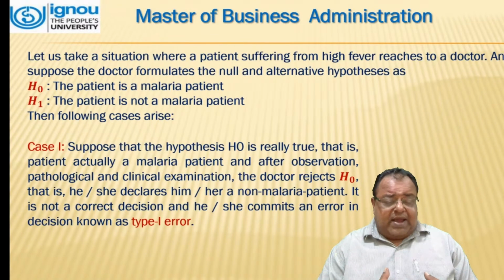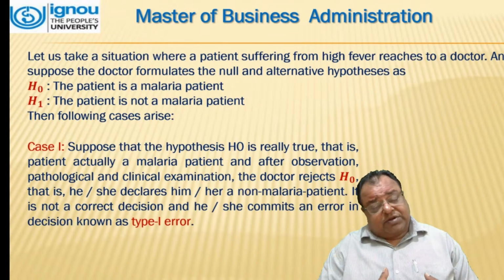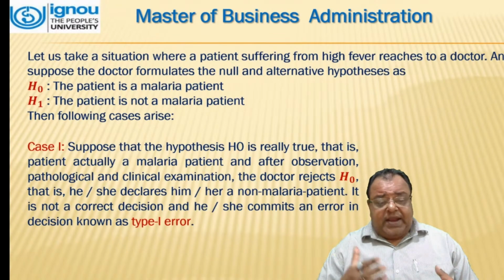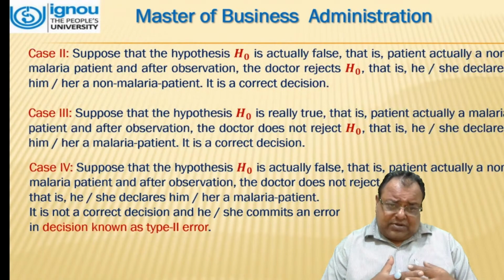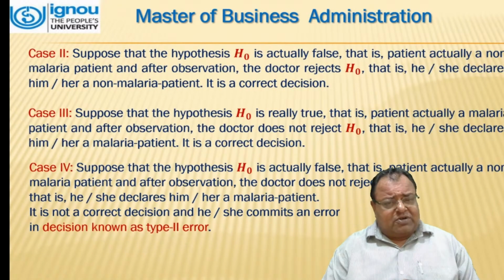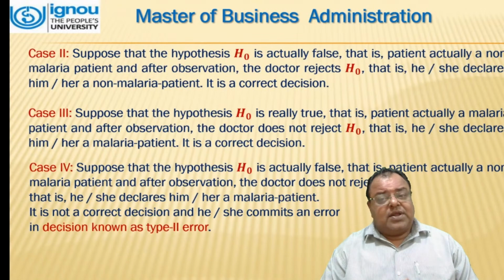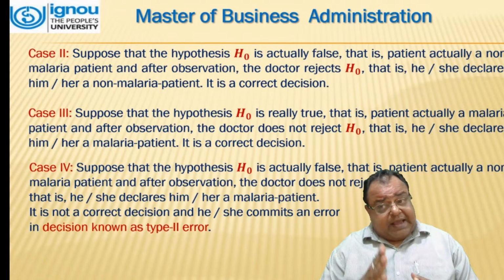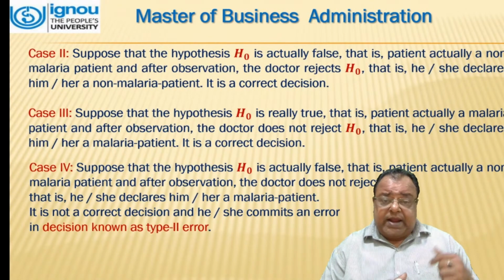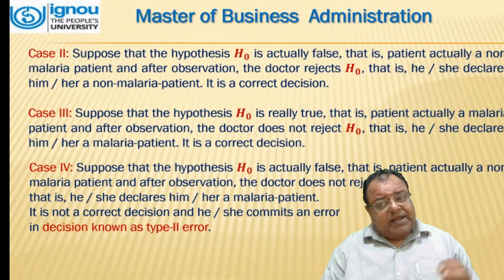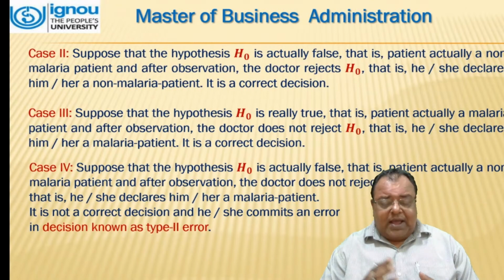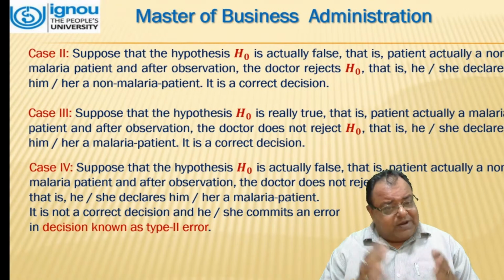It is not a correct decision, and he or she commits an error in decision, which is known as type 1 error. Now, in case 2, suppose the hypothesis H naught is actually false. That is, the patient is actually a non-malaria patient, and after observation, the doctor rejects H naught. That is, he or she declares him or her a non-malaria patient. It is a correct decision over here.